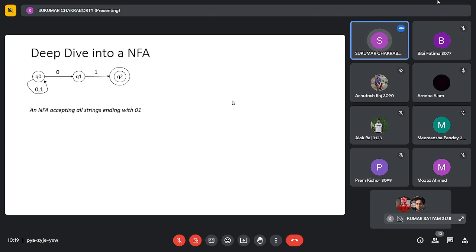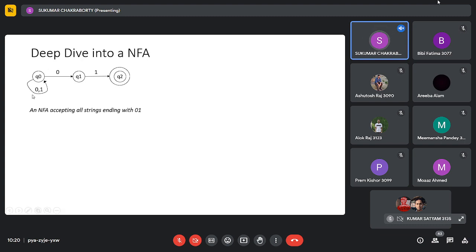Now, how does this machine accept this kind of string? First of all, there is a non-determinism here. From Q0, if the input is 0, then there is a possibility that the machine either stays in Q0 or moves on to Q1. So there is a non-determinism that is inherent in the characteristic of this machine. So first of all, this is an NFA. Now, how do we guess that this machine accepts this kind of strings?